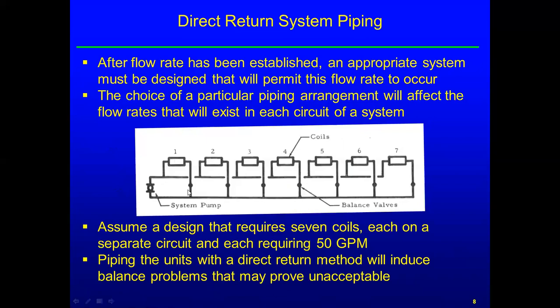Then we go through the circuit and a short return. If you look at 7, we have to supply all the way down here through the circuit and then all the way back, which has a huge pressure drop. So if the coils all have about the same pressure drop, it's going to be hard to push water all the way out to circuit 7. So direct return can be difficult to balance.